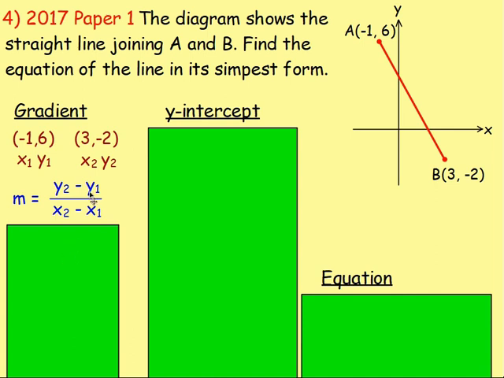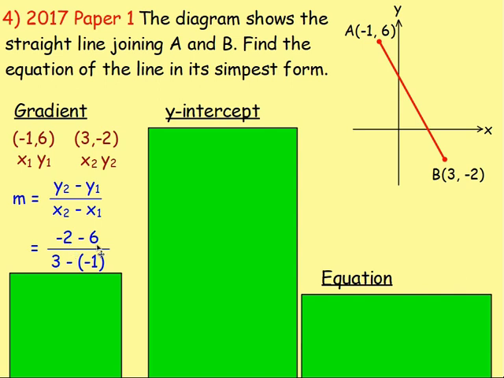It always will be. And if you sub these values in, y2 take away y1 becomes negative 2 take away 6. And x2 take away x1 becomes 3 take away negative 1. Negative 2 take away 6: if the temperature was negative 2 degrees and it dropped by 6, it would go down to negative 8. And we've got 3 take away negative 1. Starting at 3 on a number line, if you take away a negative, two negatives make a positive, so that becomes plus. So you'd have 3 plus 1, which is 4.